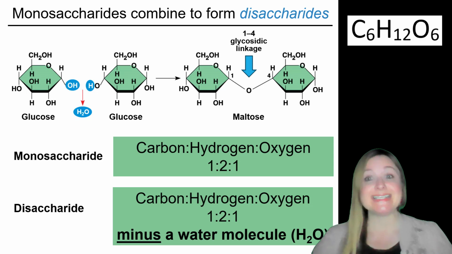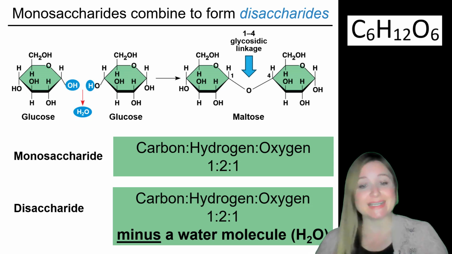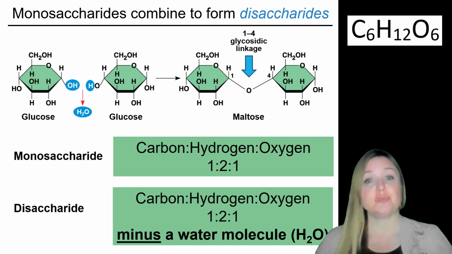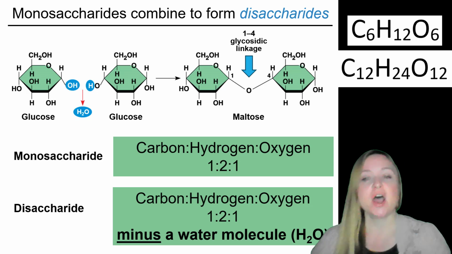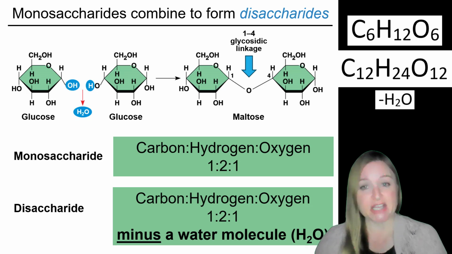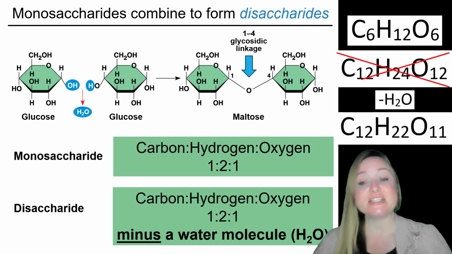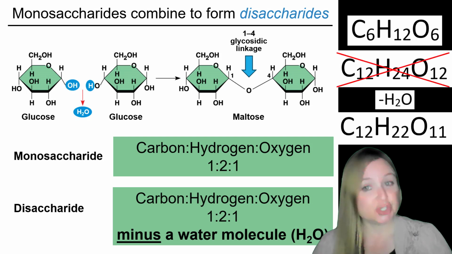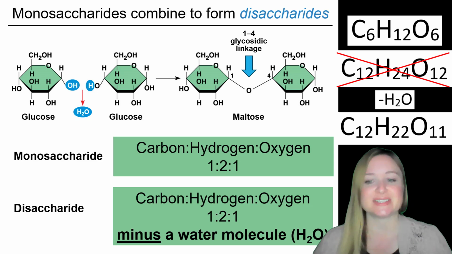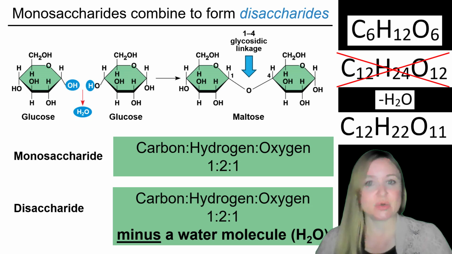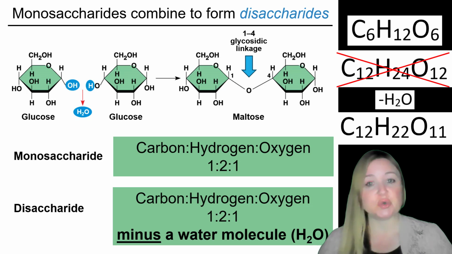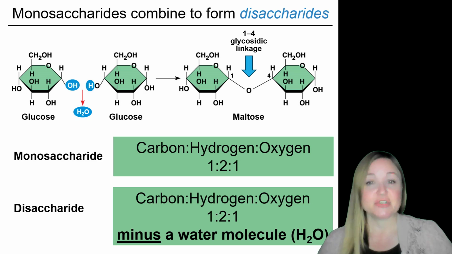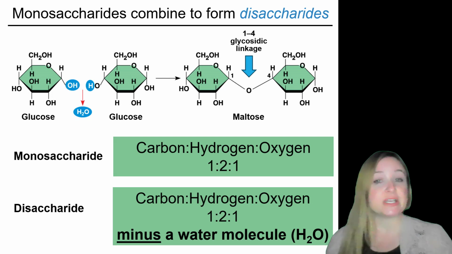So glucose is C6H12O6. Now, the disaccharide maltose should be twice that, right? C12H24O12, but you have to remove 2 hydrogens and an oxygen from that, right? So it's C12H22, instead of 24 hydrogens, and then O12 minus that oxygen from H2O, so that we have C12H22O11. So these are just hints that you can use to try to figure out when you're looking at a chemical formula, if you're looking at a monosaccharide or a disaccharide.